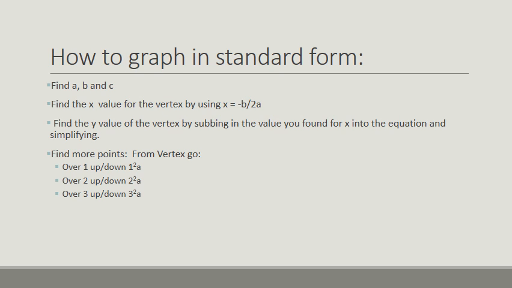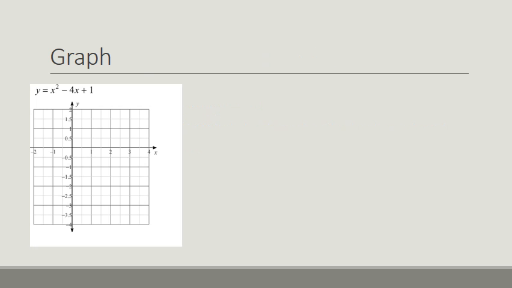You've got to find your a, b, and c first, and find the value of x for the vertex by using x equals negative b over 2a. You're going to find the y value by subbing that into the x and simplifying. And we're going to find more points from the vertex. We're going to go over 1 and up or down 1 squared times a, then 2 squared, and then 3 squared, like we did in vertex form.